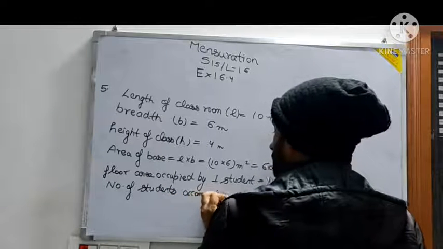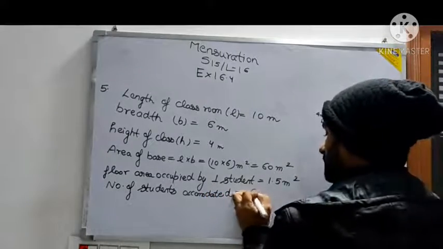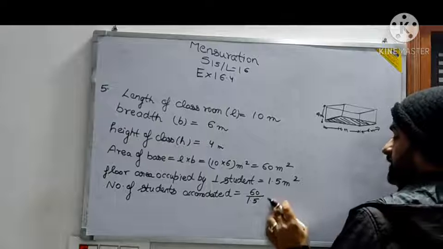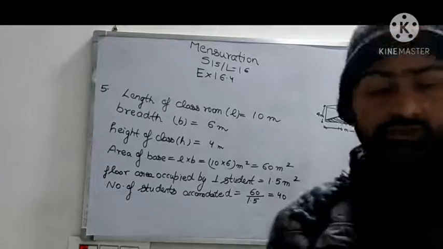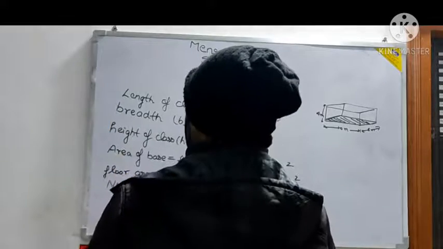Don't go by the English, just the math you study. 60 upon 1.5, multiply both places by 10, will be 600 by 15. 15 for 60, so it will be 40. Don't write 40 meters square. 40 students should be there. Let's see the answer. Yes, 40 students. And I'm sorry, this is question number 4 and not 5. I thought I was solving question number 5, but I'm actually solving question number 4.